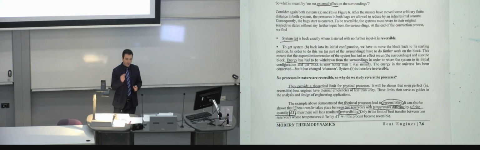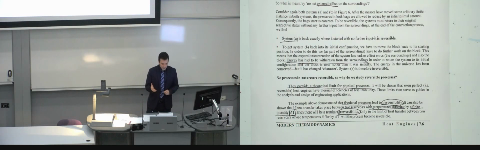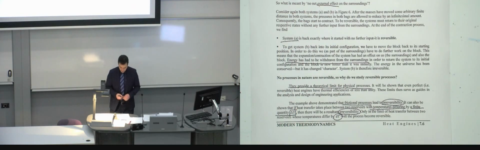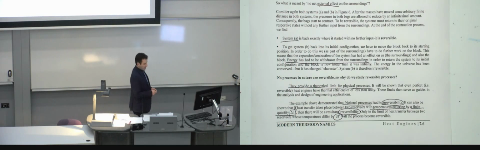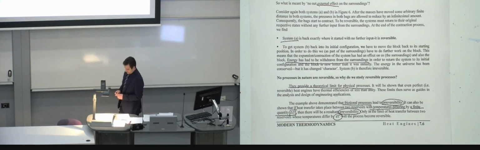So whenever you have a finite difference in temperature, delta T, then you have an irreversible process. On the other hand, if you have dt, which indicates a very small temperature difference, in that case, you will have a reversible process.